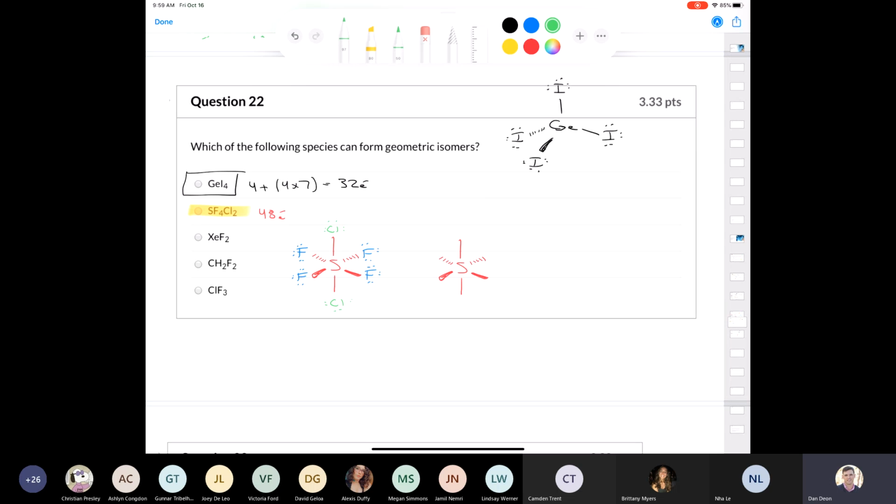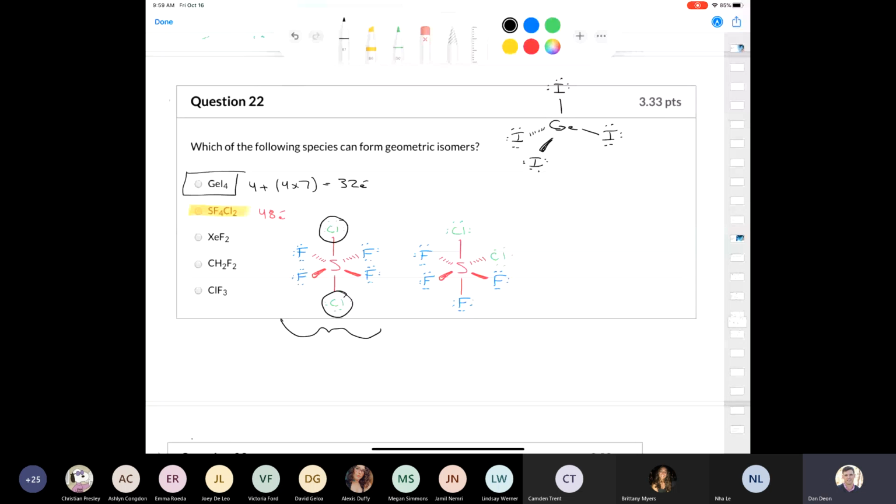That's one possibility. What if I swapped this fluorine with this chlorine? What if I switched their positions? Let's give that a try. So what if I put a chlorine here and a chlorine here, like that, and then I put my fluorines back in like this. If we look at the first structure that I've drawn, what's the angle between the 2 chlorines?